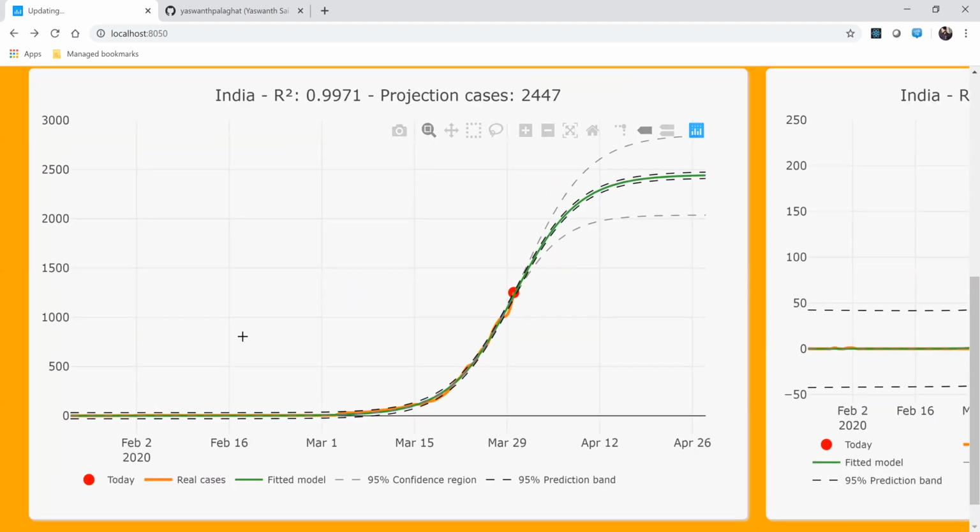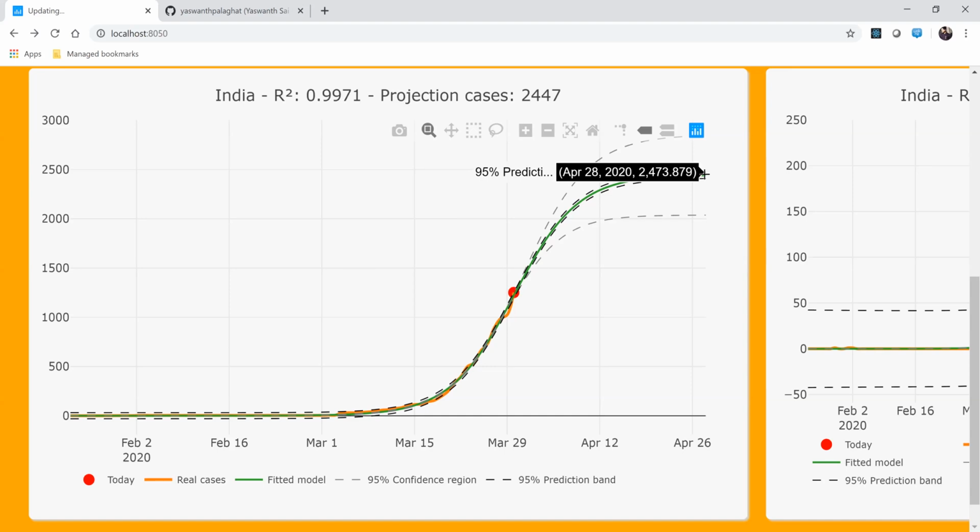At this moment the cases are 1,251. This green line is the fitted model, fitted with least squares and linear regression. When you look at the future, let us look at April 17: the number of cases assumed at this rate were 2,322. When you look at April 26th, the projected model indicates there is a chance of nearly 2,500 cases to be registered.